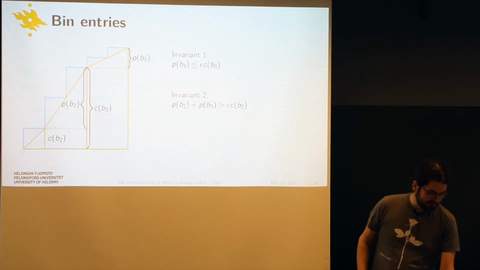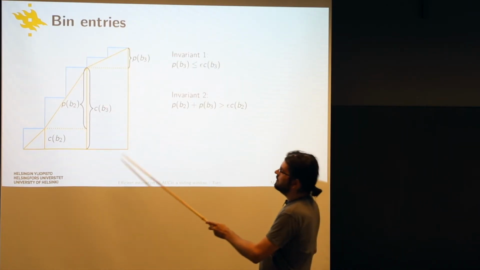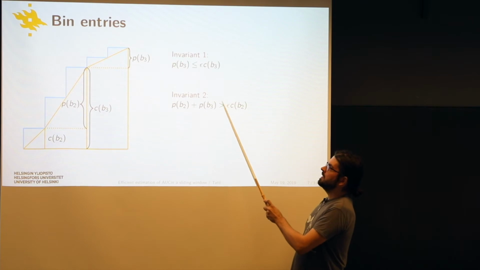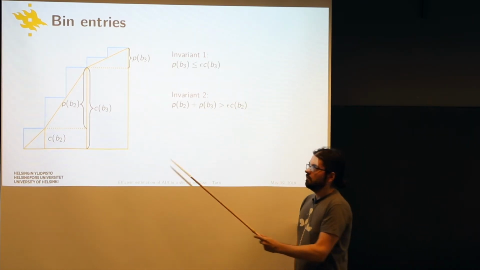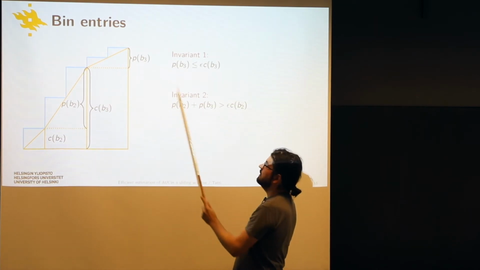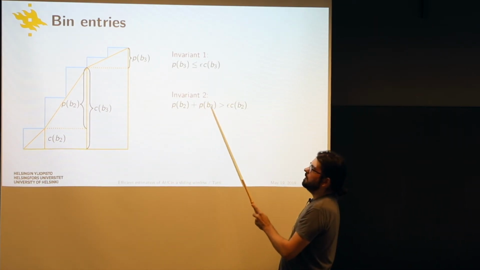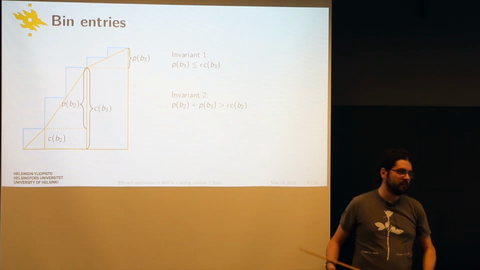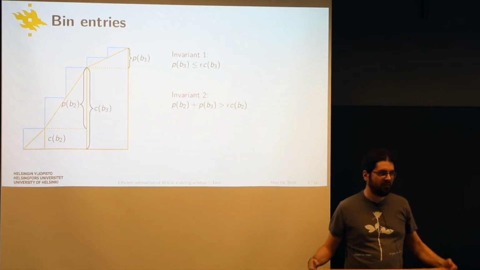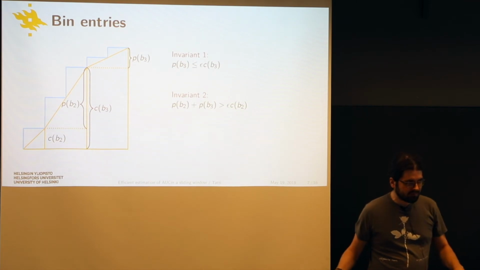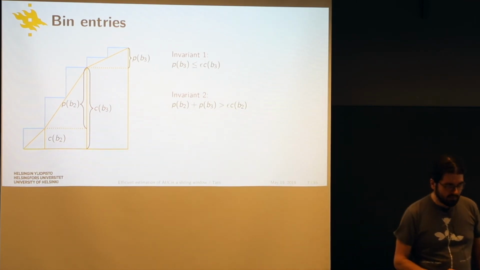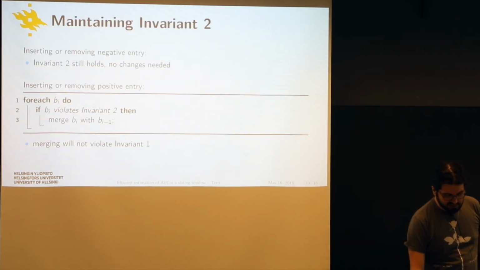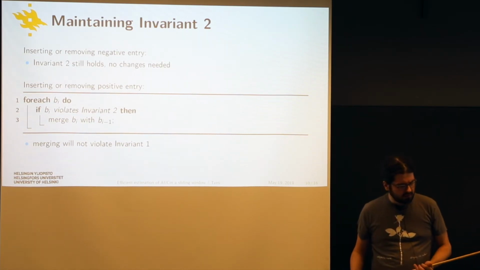So let me go back here and show you what's happening. Let's assume that these bins 2 and 3 violate invariant number 2. When you merge these 2 bins, the new BB3 will be this part, and this violated invariant 2 is going to be exactly invariant number 1. All right? So that's the trick, pretty much. That's the main idea behind these 2 things.